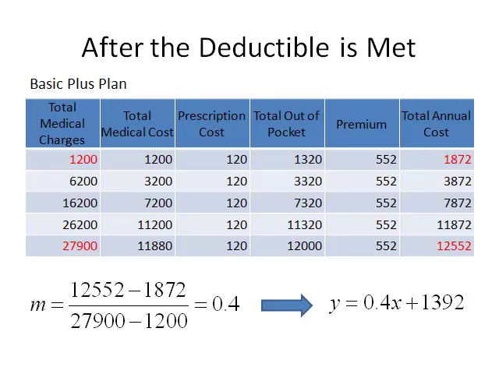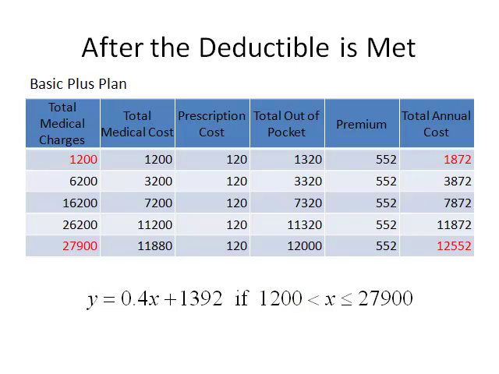We'll use 2 points from the next segment to get a slope of 0.4. The equation of this segment is y equal to 0.4x plus 1,392. This segment is valid for charges greater than 1,200 and less than or equal to 27,900.